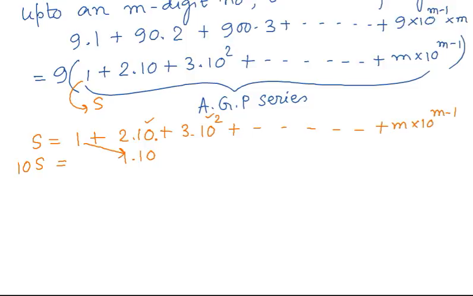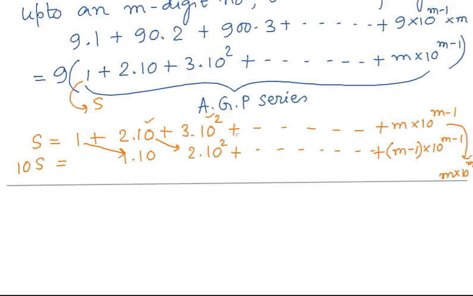Then we'll be multiplying 2 into 10 with 10, and we'll be writing here. So we'll be shifting one place to the right. So below, m minus 1 will come, and this will be shifted to the right, and it will be m into 10 to the power m. Now if we subtract the two series, then we'll be getting minus 9s equal to 1 plus 10 square plus 10 cube.